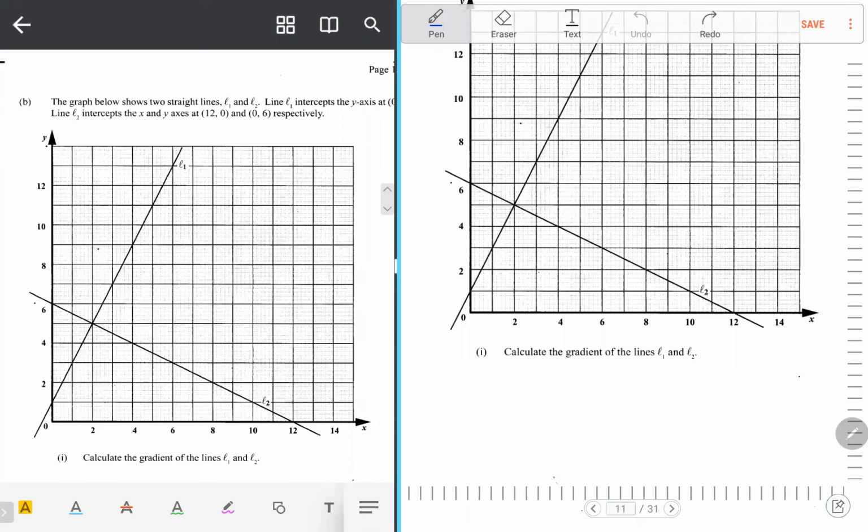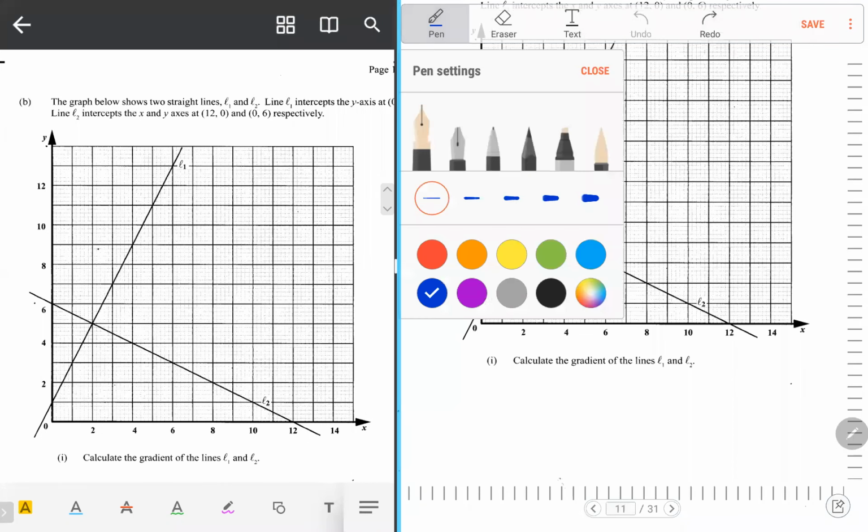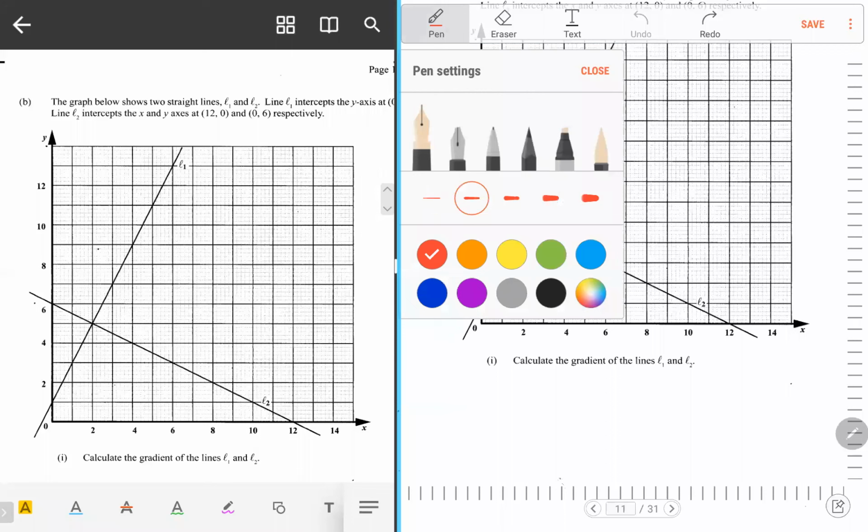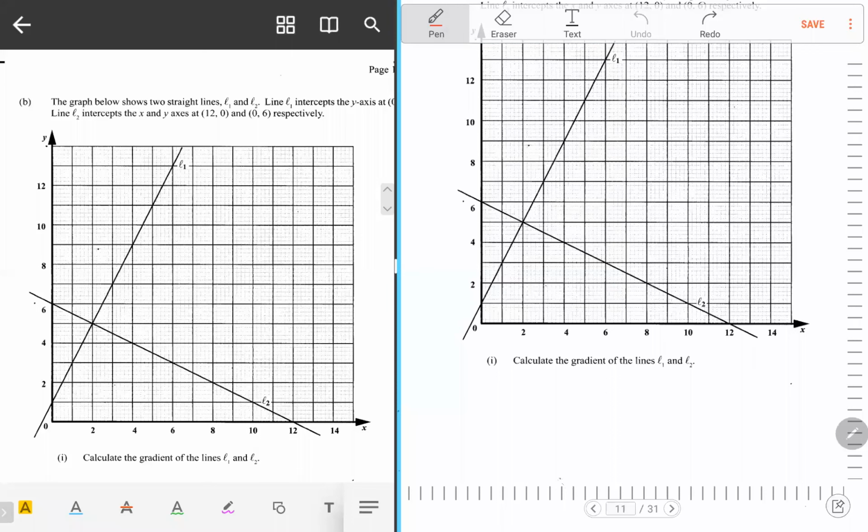Calculate the gradient. Now, gradient can be calculated easily. We don't have to actually calculate this. It's going to give us a graph. We can just observe and do it from the graph. Now, gradient is rise over run from one point to another point on the graph. Since you have the graph, between any 2 points on the graph, we can just use 2 convenient points on the line. So for L1, we can use this point and this point, and just count the rise and count the run.